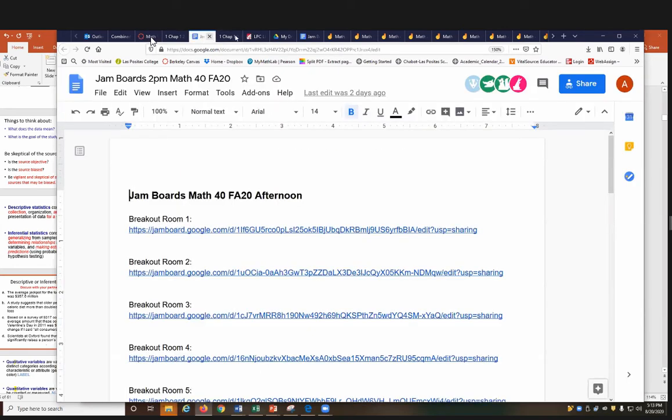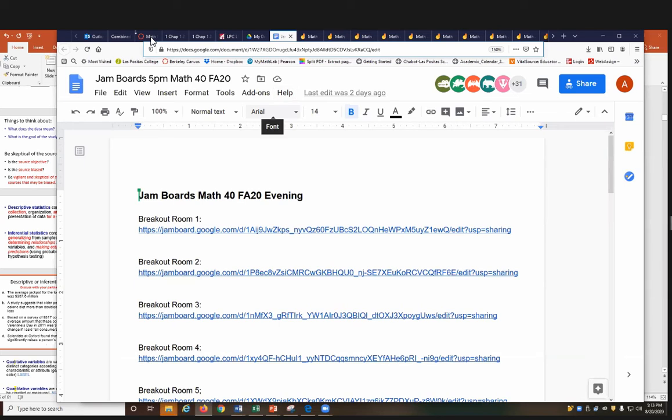And that will tell you which Jamboard to go to based upon your breakout room. Again, remember, you're not in the same breakout room you were last class. It's a brand new one. So when you go to your breakout room, pay attention to the number. It's a different number than it was last time. So I'm going to go ahead and recreate these. All right, so go ahead and hop in there.